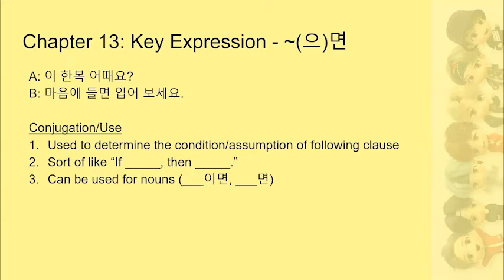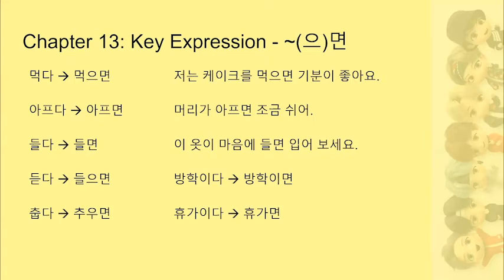This can also be used for nouns. So if the noun ends in a consonant, you can use 이면, and if it ends in a vowel, you just attach 면. So now let's look at some conjugations. These conjugations are somewhat easier, I think. So you're going to put 으면 if the verb stem ends in a consonant, and you're going to use 면 if it ends in a vowel. Of course, we have irregular verbs that change that somewhat, but for basic verbs that aren't irregular, it's super simple.